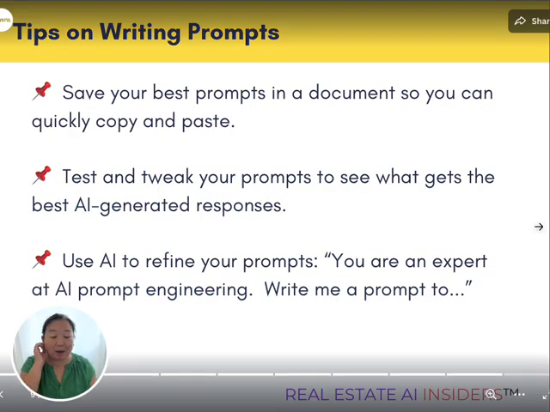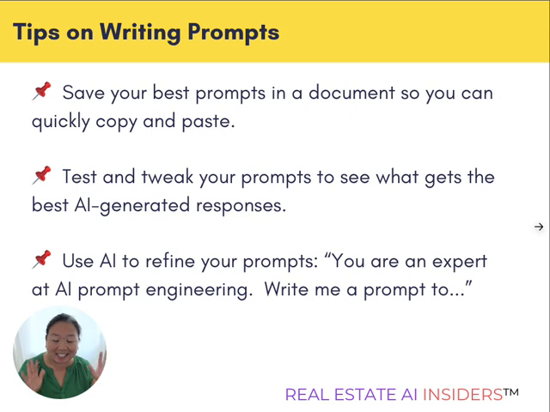Okay, and so here are just some of the tips that I've learned throughout doing this for the past few years. One, save your best prompts in a document so you can quickly copy and paste them. For every listing, you're going to have to write a listing description, right? So you craft this prompt, and once you have it how you like it and it's giving you the output that you want, save it to a Word doc, save it somewhere so that you have it every single time. You can just copy and paste, just update the specific listing information, and then boom, it'll spit out what you want in the format that you want it.